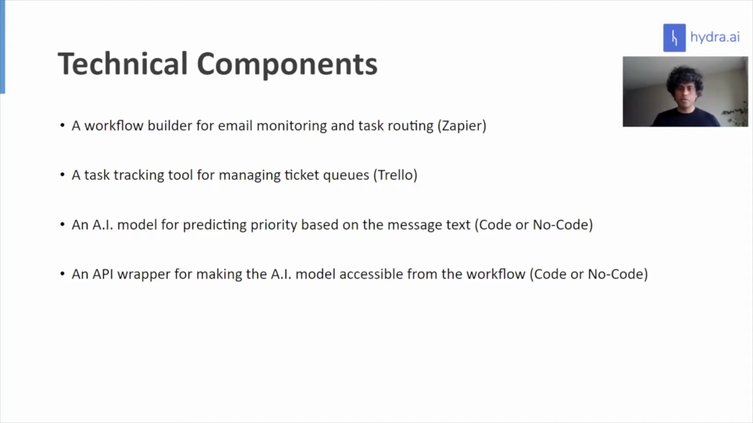So there are two high-level options. There are two approaches that we can take here. One is you can build it in-house, build it yourself, both the model and the API. The second approach is you can use a no-code model generator.